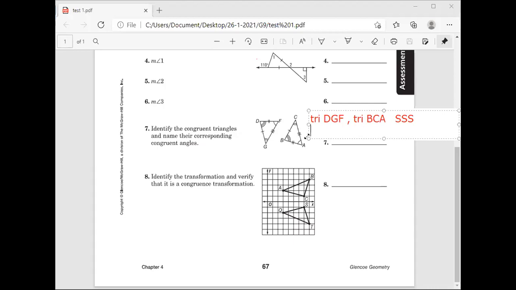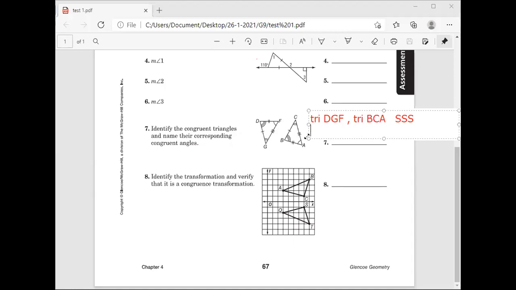Salma, could you please answer the last question? Identify the transformation and verify that it's a congruent transformation. Identify the transformation here. It's a reflection about the x-axis. You are correct. And we can verify that they are congruent.